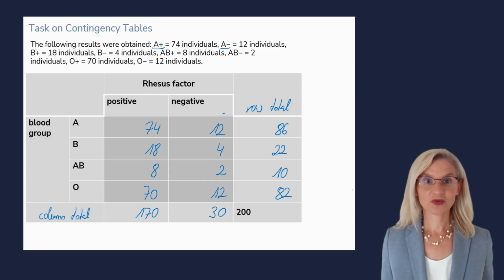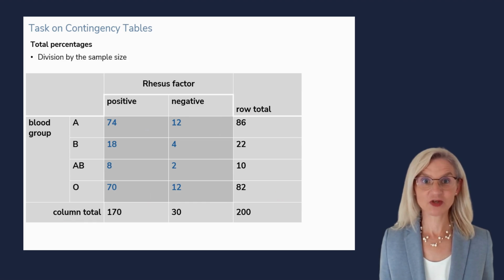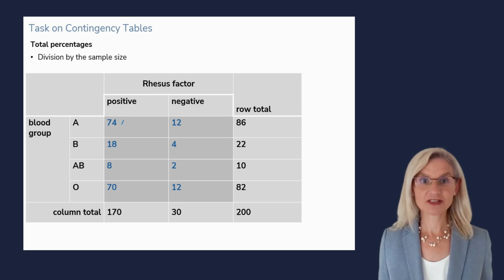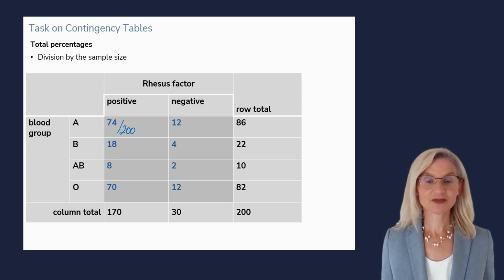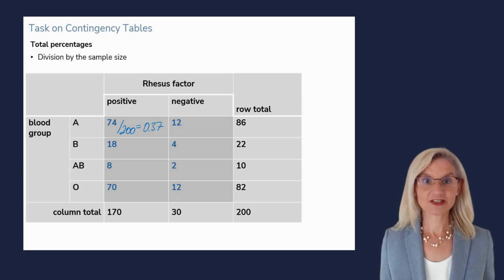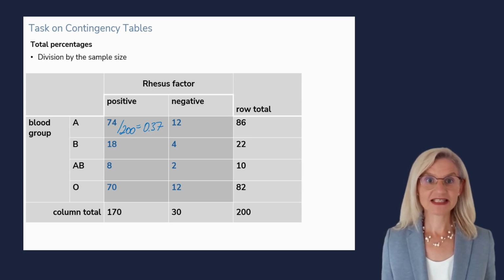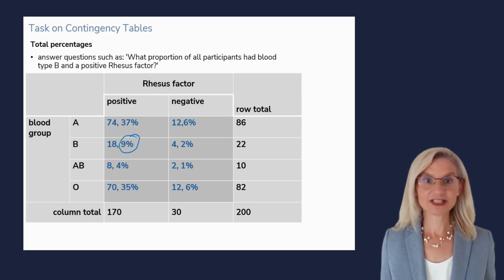Let's now look at the total percentages. Pause the video and try calculating them yourself. Here, each absolute frequency is divided by the total sample size. For example, 74 divided by 200 equals 0.37 or 37%. This is done for every cell in the table. These overall percentages help answer questions like, what proportion of participants had blood type B and were rhesus positive? That would be 18 divided by 200 equals 9%.